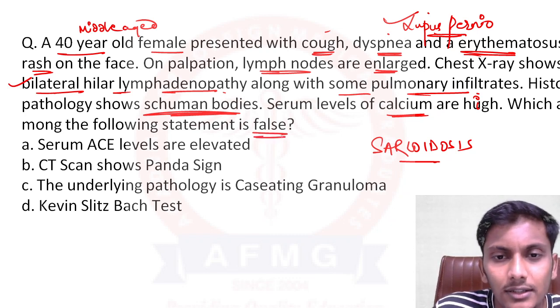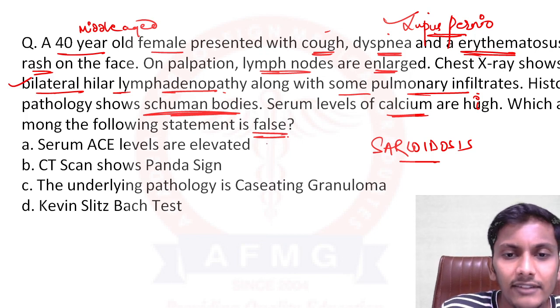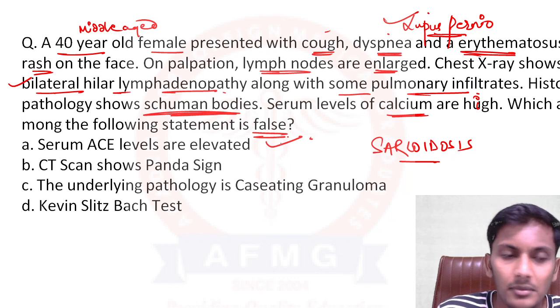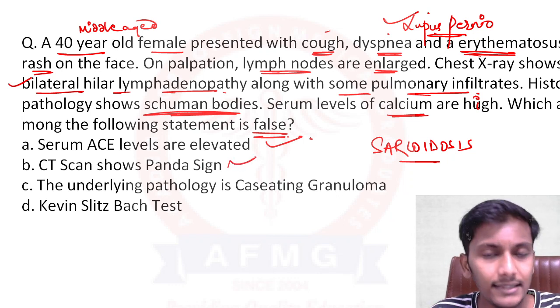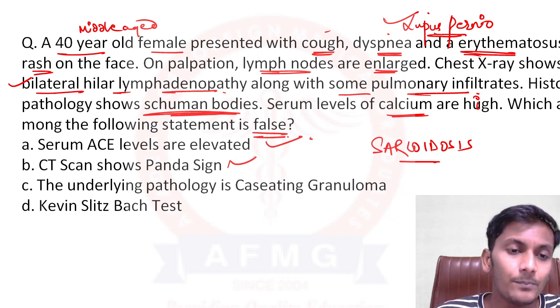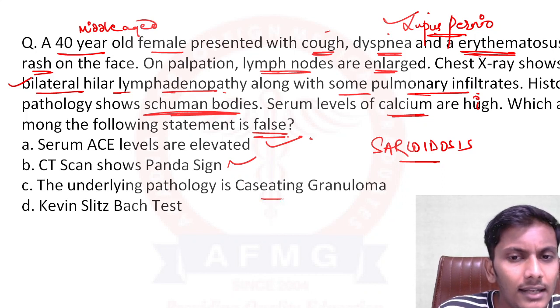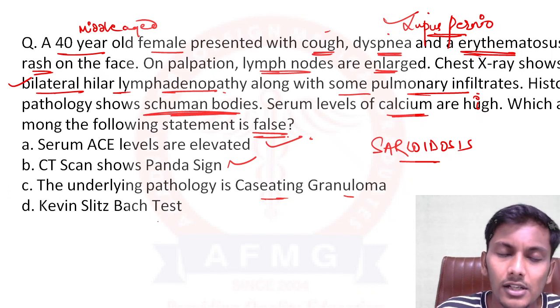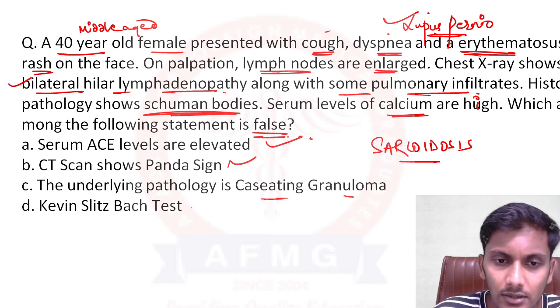Now, which among the following statements is false? Option A, serum ACE levels are elevated. Yes, we have seen ACE levels would be elevated. Option B, CT scan shows a panda sign. Yes, please remember, the CT scan or gallium-67 scan of sarcoidosis shows a panda sign. Then option C, the underlying pathology is caseating granuloma. Let's come back to this first. Option D, Kveim-Siltzbach test is performed. Yes, the Kveim-Siltzbach test was performed earlier for sarcoidosis, but it is obsolete now. But anyway, this statement would be correct.